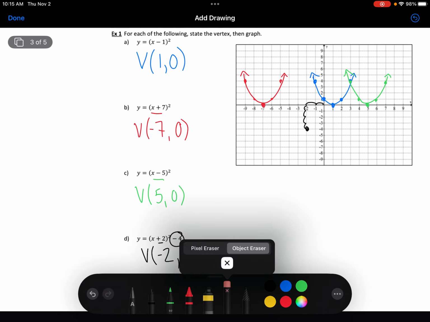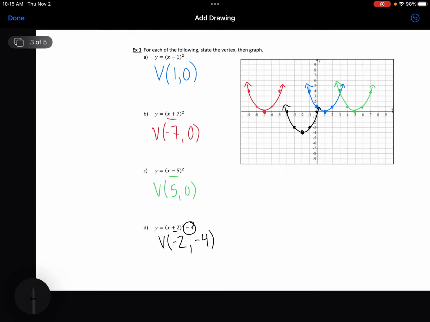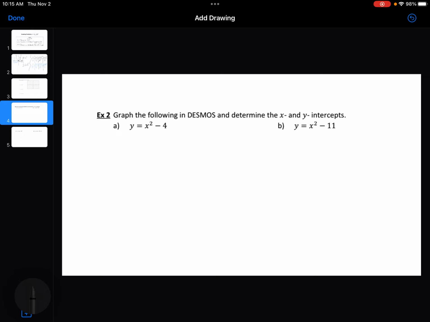I'm going to have my vertex, my starting point, and then I'm just going to graph using my step pattern. Over 1, up 1, over 1, up 3, over 1, up 1, over 1, up 3, connect the dots, and put my arrows at the end. All right, let's look at the next question.